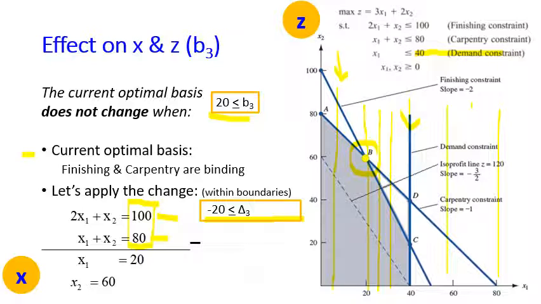And the same as before, you may recompute the z value, although in this case that does not change. The z value will always be 3 times 20 plus 2 times 60 equals 180 as long as delta 3 is within this boundary.